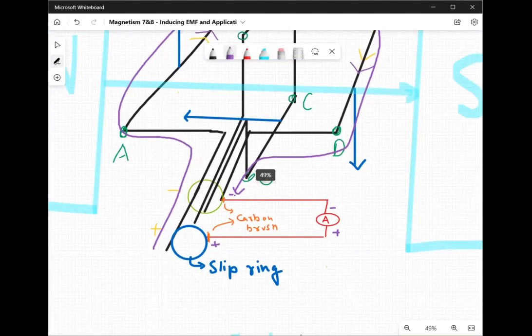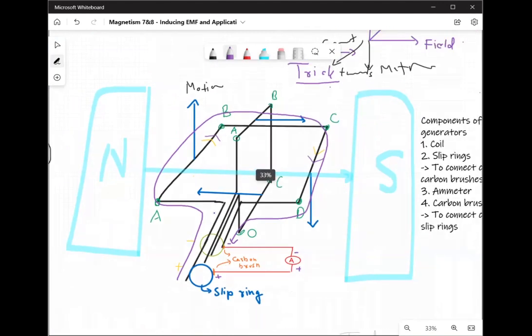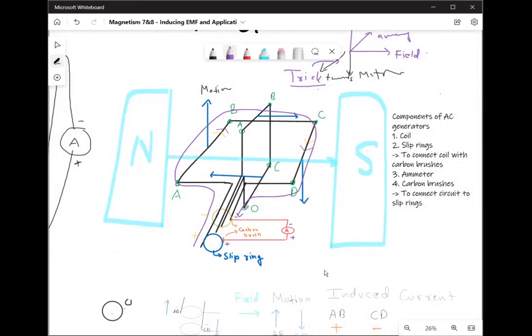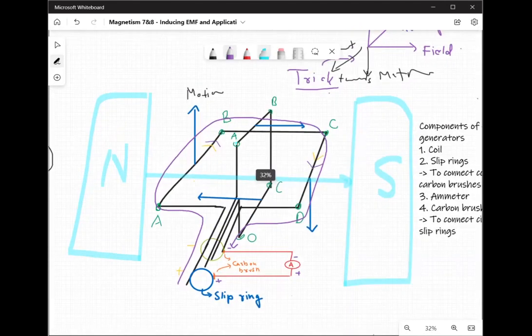Now what's really happening is that the coil is actually rotating. It's not just like that, it's actually rotating. Now we are doing the motion. We're rotating the coil. When I rotate, this right here is the new section of the coil. Can you see the new one? It is rotated 90 degrees.